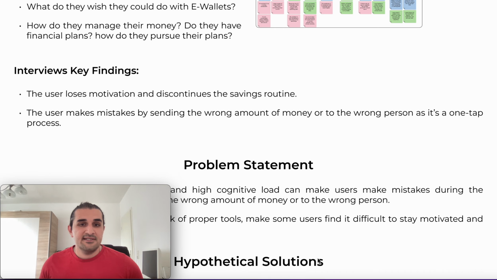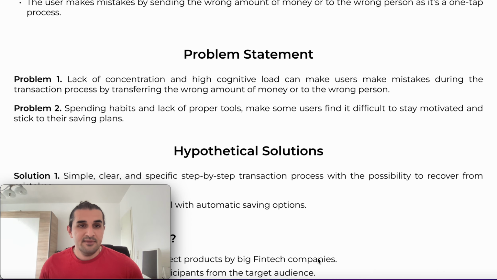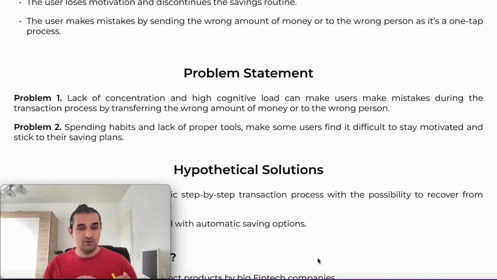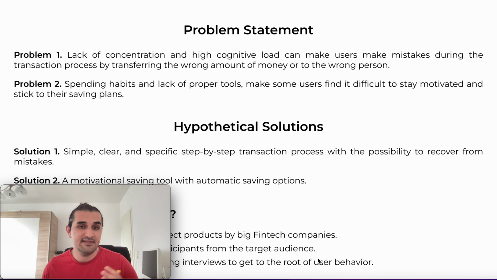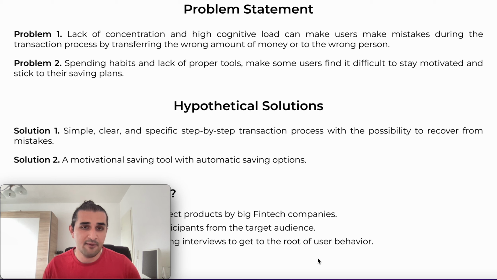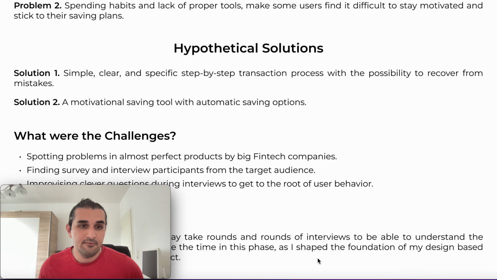So as you can see, based on my findings, I defined the problem statement, which was a lack of concentration and high cognitive load can make someone do mistakes during the transaction by sending the wrong amount of money or to a wrong person. And the second thing that I found was that people lose motivation when they want to stick to the saving plans. Based on that, I came up with hypothetical solutions, which was the step-by-step process for transaction and also a saving tool to help people stick to their saving plans.